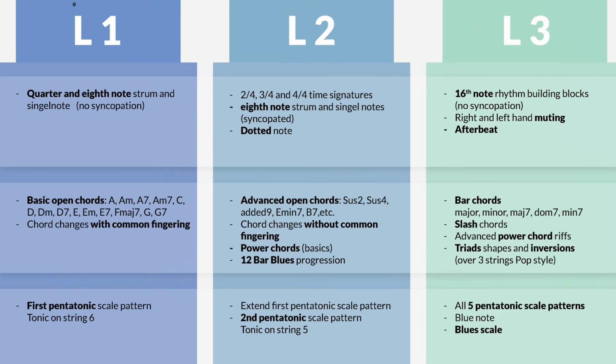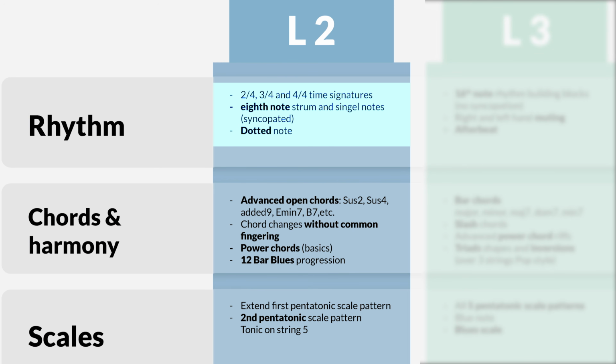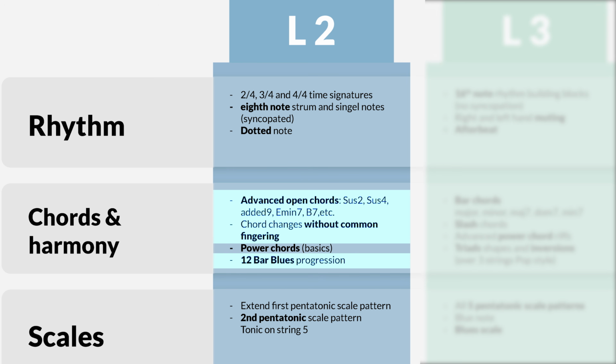In level 2, you will elaborate on the simple strumming from level 1 and add syncopation and the dotted note. Now, you will learn the harder to play and change open chords and special open chords like the sus chords and added 9 chords, for instance. In addition, you learn the essential blues progression and the turnarounds in open chords. Also, learning power chords is a subject here and fun to do.